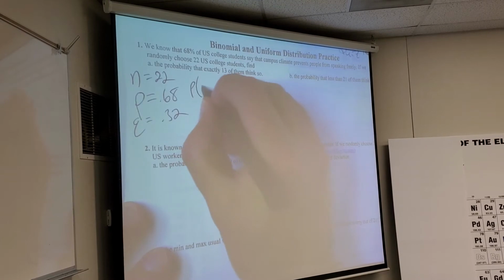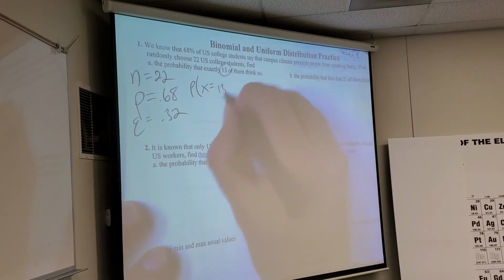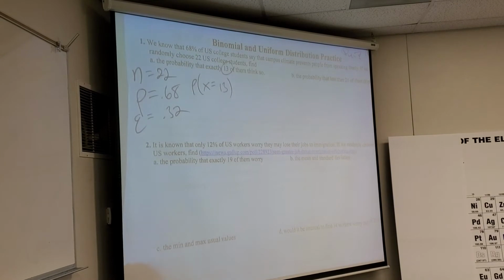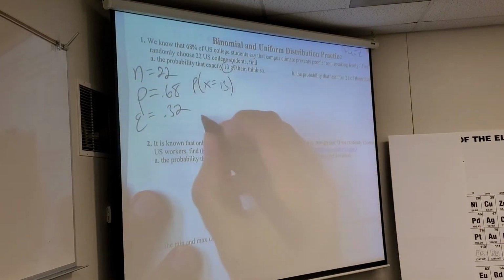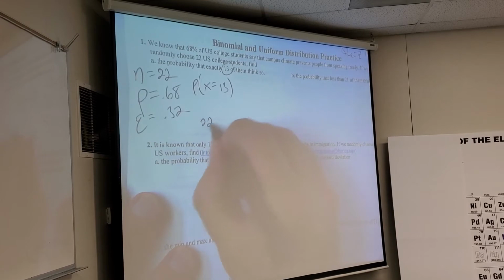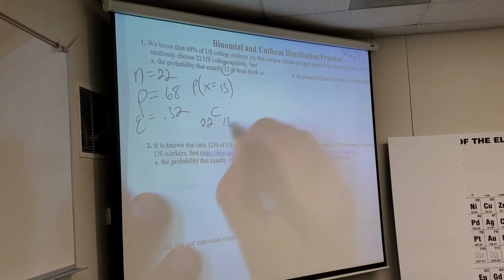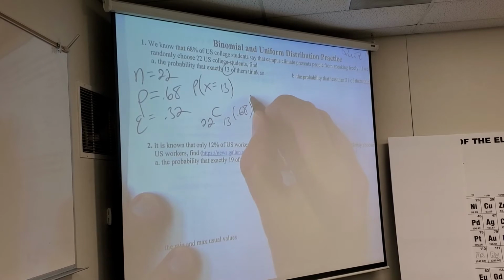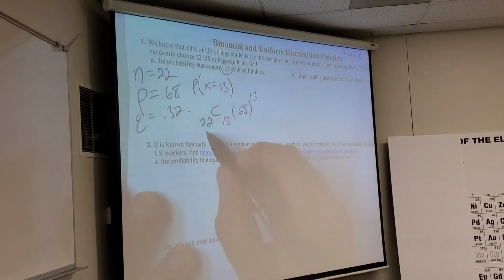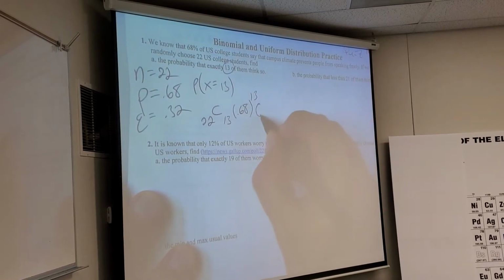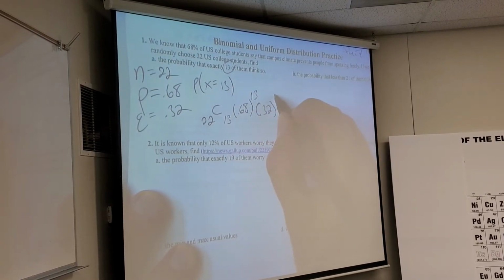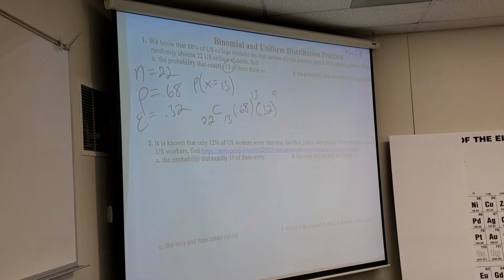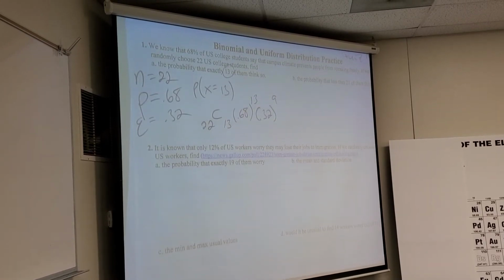So this is asking me the probability that X is 13, right? So how do I set up that formula? How many people do I have? 22, and I want to choose how many of them? 13. So how many successes do I have? 13. Choose 13 people, okay? To be successes, all right. And then how many are failures? 9. Why 9? Yeah, it's 22 total. If you put 13 of them in this box, then the other 9 got to go in that box.